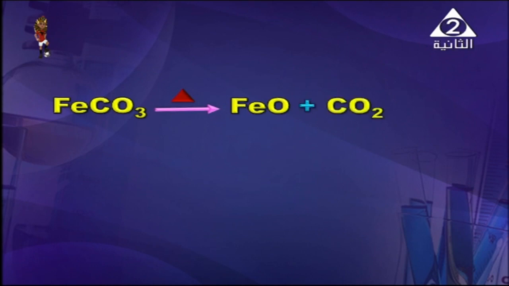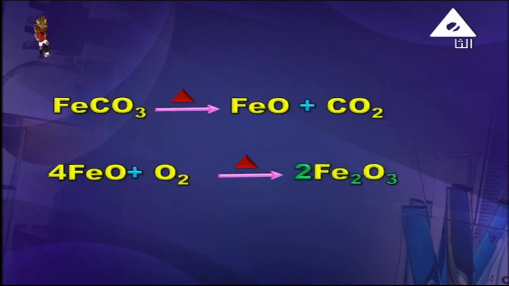Is this iron 3? No, this is iron 2 oxide. Where is iron 3? Iron 3 comes from FeO with more oxygen. What does it give by heating also? 2 Fe2O3, iron 3 oxide. From where? From siderite. Important equation. Catch this also.